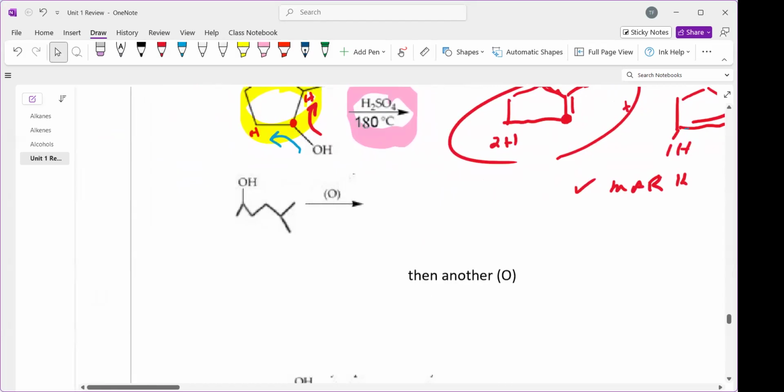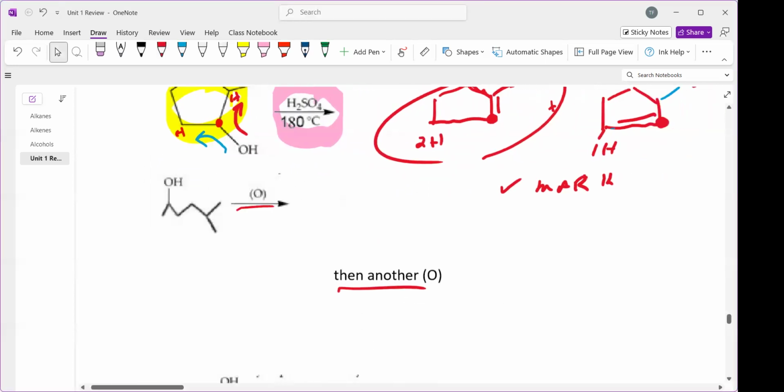Now, this is a hint. It says oxidize and then do another oxidation. So let's go over to our flow chart.